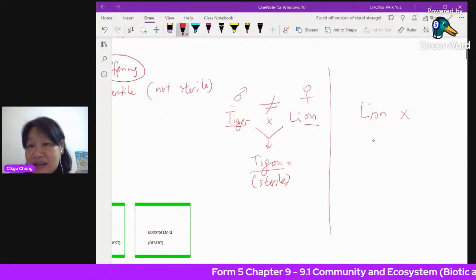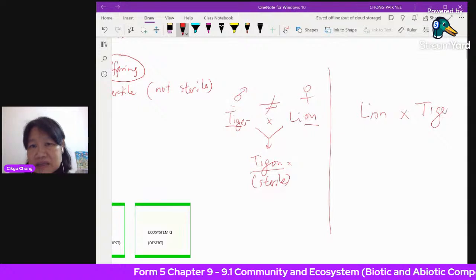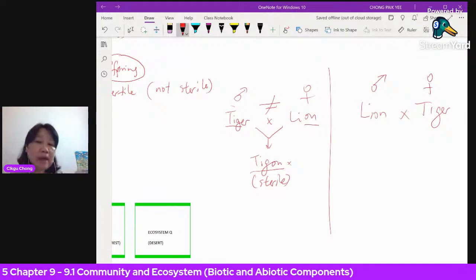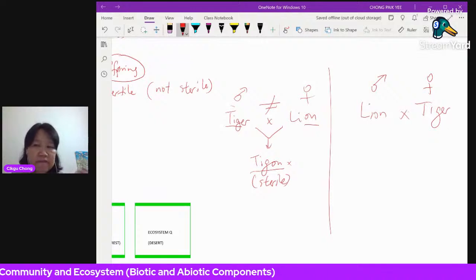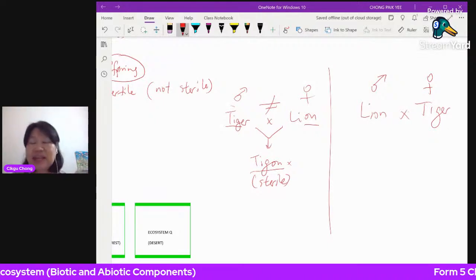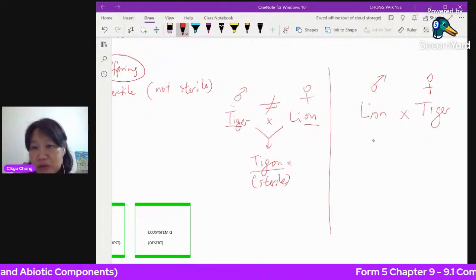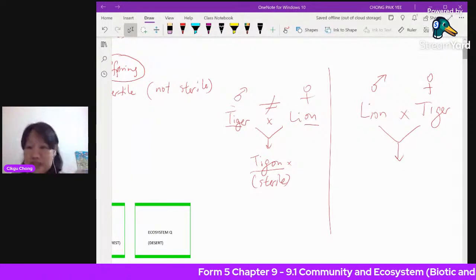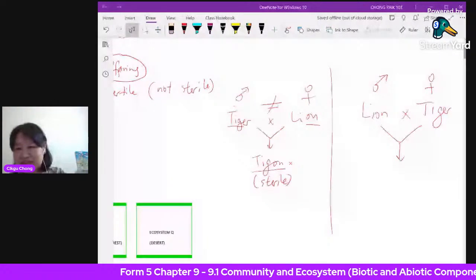So lion and tiger, what is the difference here? Maybe this is the male and this is the female. So you take a male lion and interbreed with a female tiger. What do you get? Join the name together.